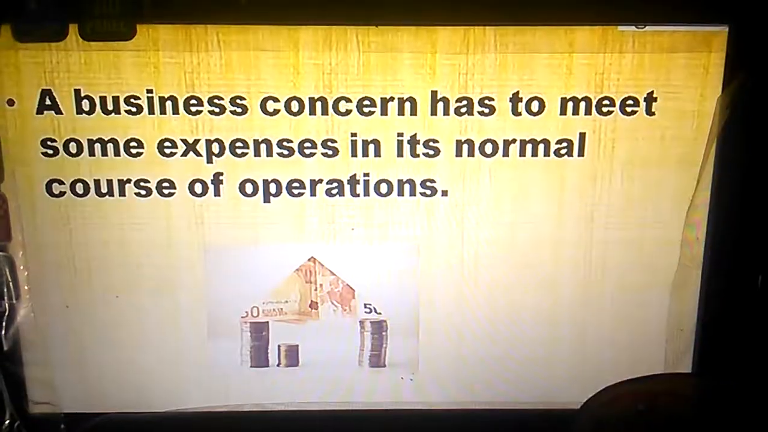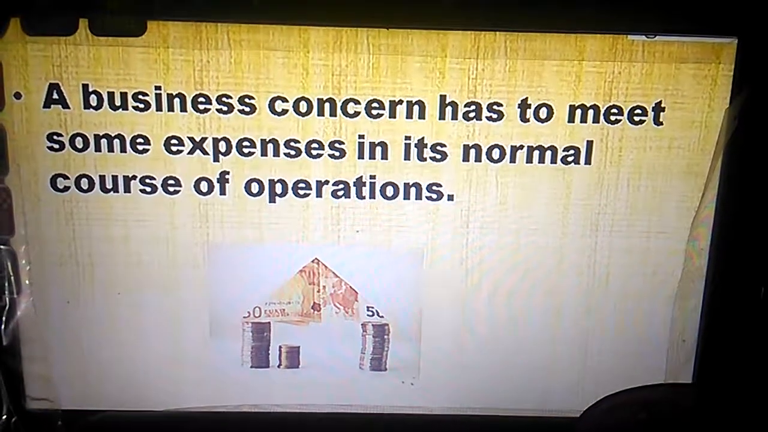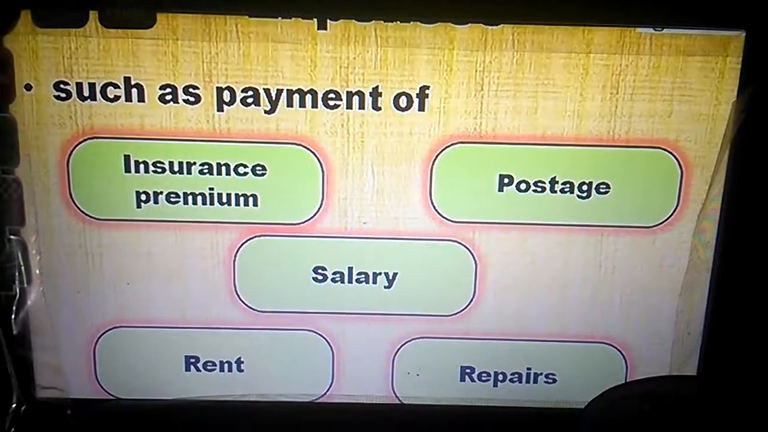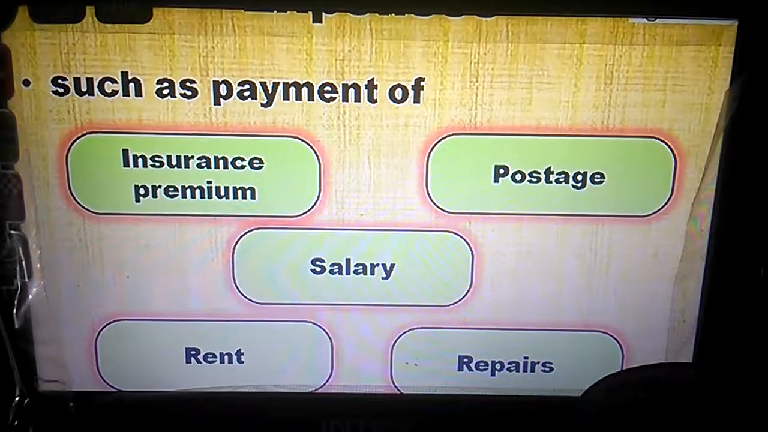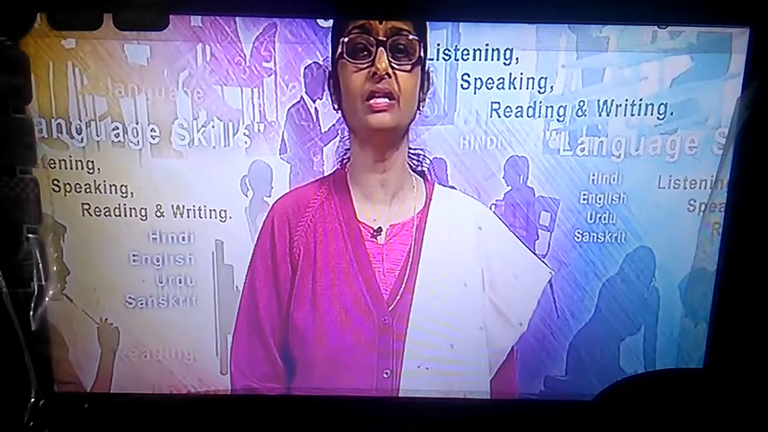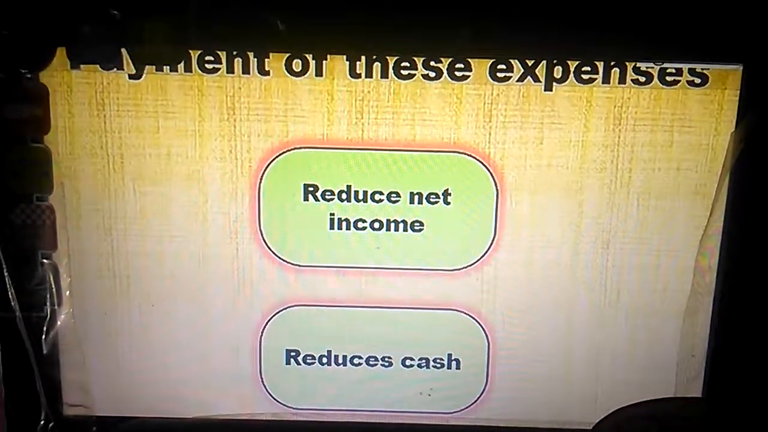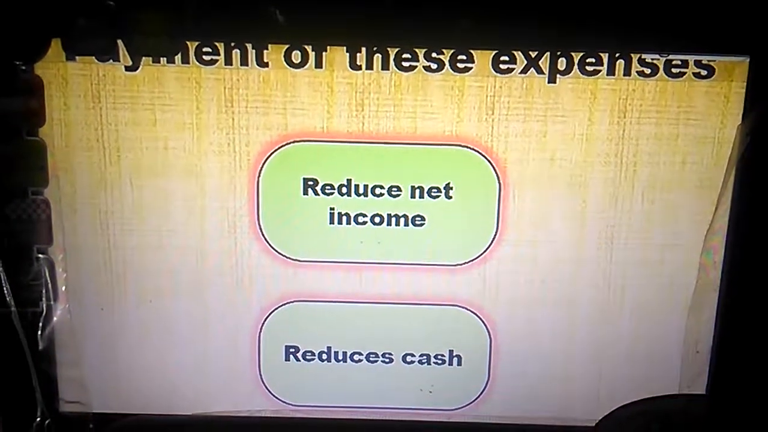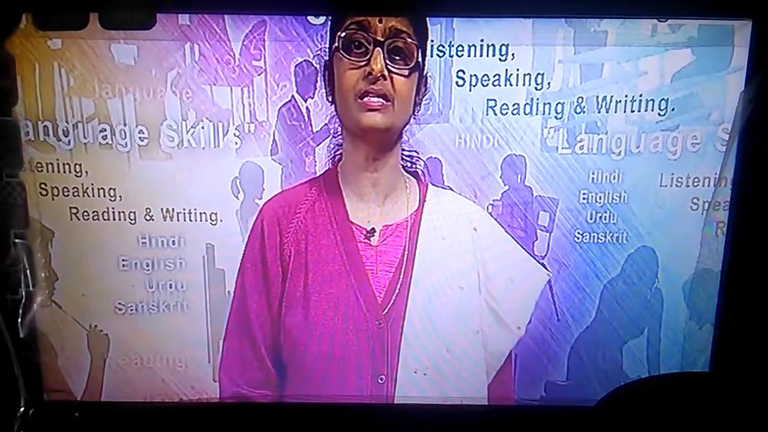4,45,000. A business concern has to meet some expenses in its normal course of operation. Which are the expenses? Expenses like insurance premium, postage, salary, rent, repairs, etc. Payment of these expenses will reduce net income. That is, it will reduce the cash. Expenses will reduce the cash balance. As expenses are reducing the cash balance, it is deducted from the capital also.